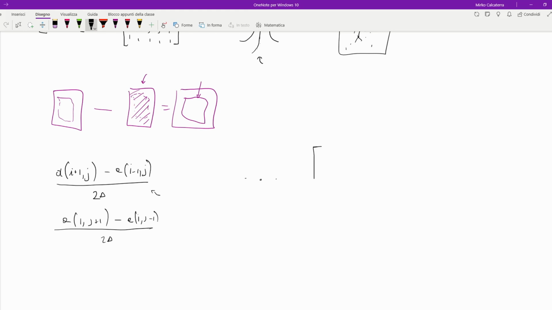The matrix will be, as you can imagine, for rows: 1 0 minus 1, 2 0 minus 2, 1 0 minus 1. And for columns, if you are deriving by columns, it will be 1 2 1, 0 0 0, minus 1 minus 2 minus 1. It can be easily derived from the form of the derivative.